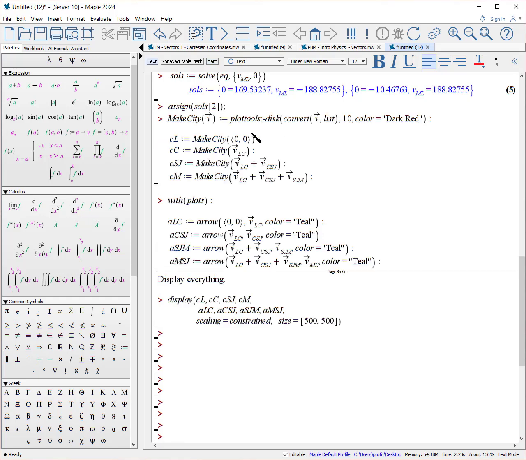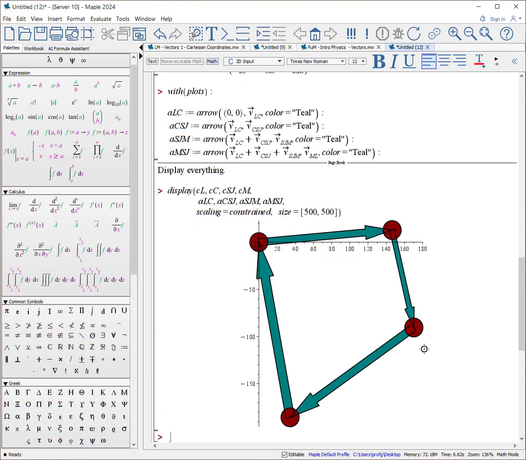Here is the code to make different cities and also the legs. The cities are made out of a function using the plottools disk, and the legs are arrows from the plots library. When we display all the cities and arrows, this is our image for the travel starting from the origin back to Lincoln, Nebraska.